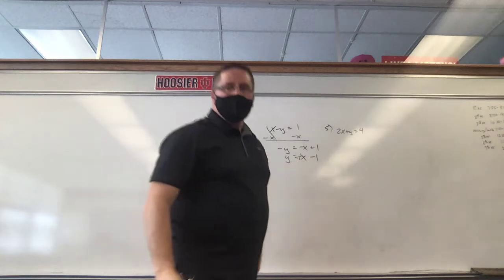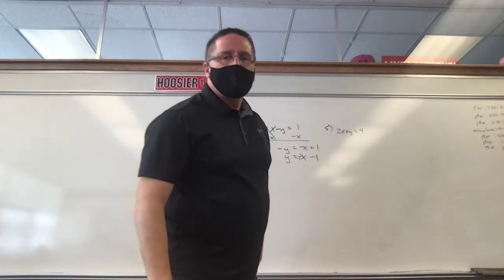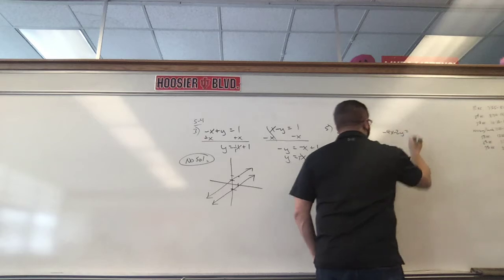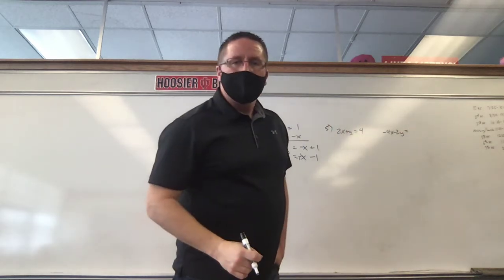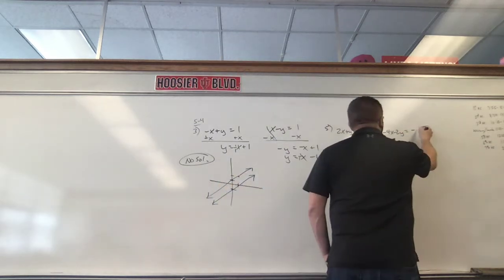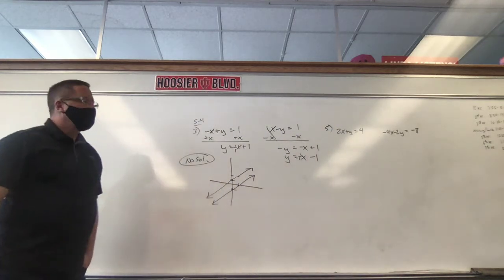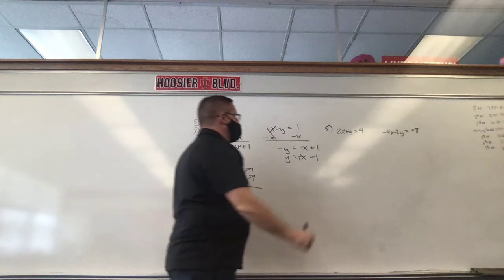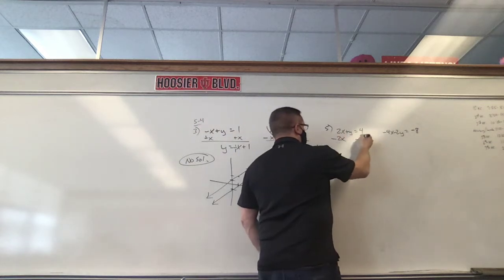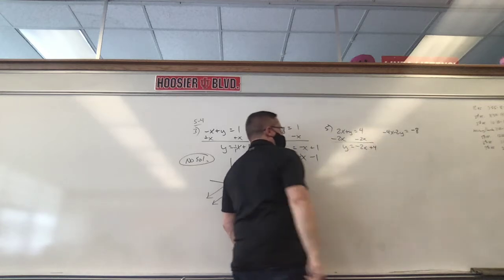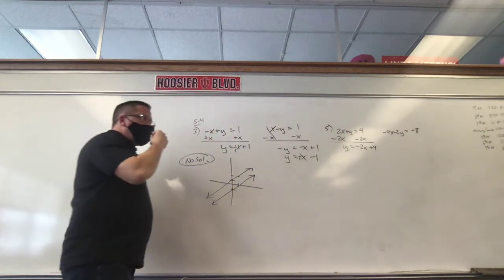Then off to the side, I'm going to write negative 4x minus 2y equals negative 8. Okay, we need to get y by itself. We minus off the 2x on the first one. Y equals negative 2x plus 4. That one's ready to graph, and we'll do that in a minute.